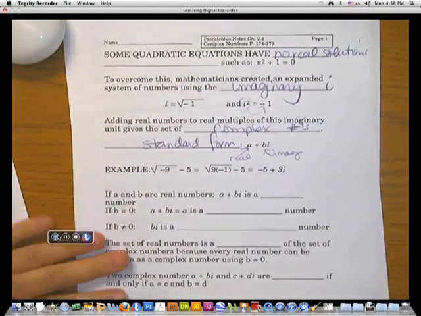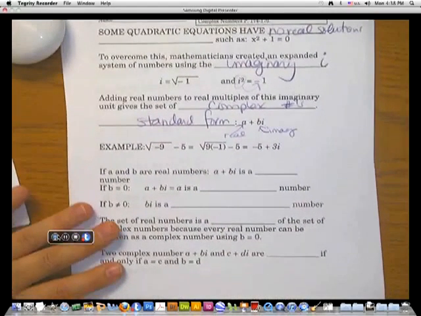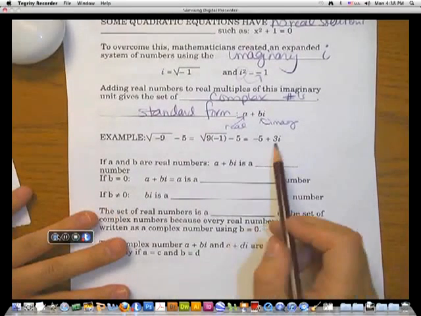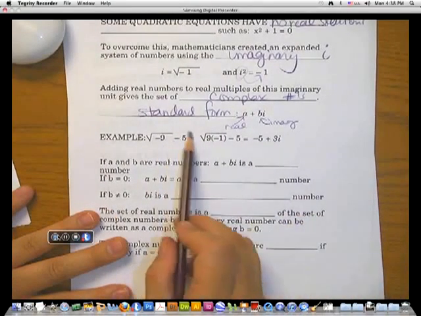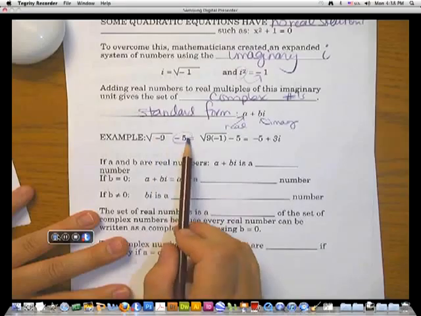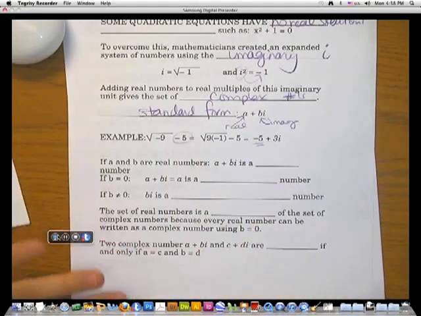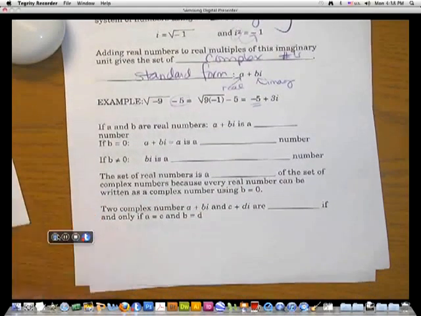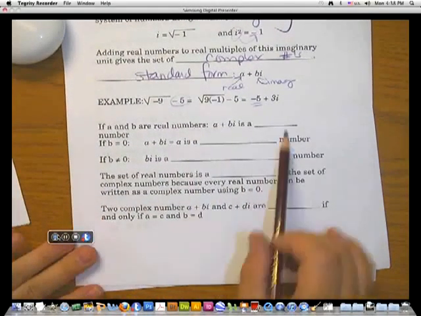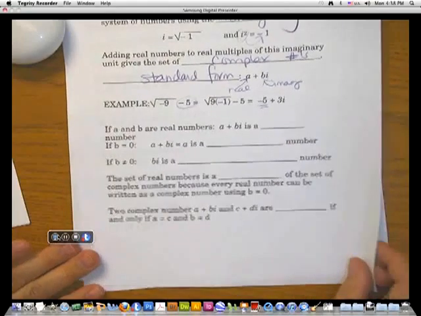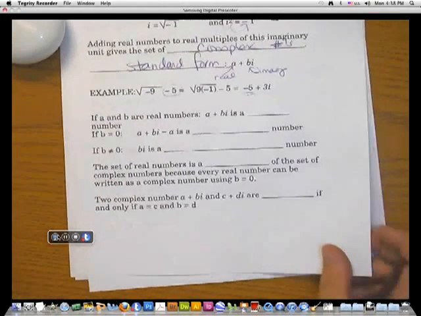We always put the real part and then the imaginary part. So for example, here, even though the real part's written after it, we would rewrite it in front. The rest of these you can fill in vocabulary words from your textbook.